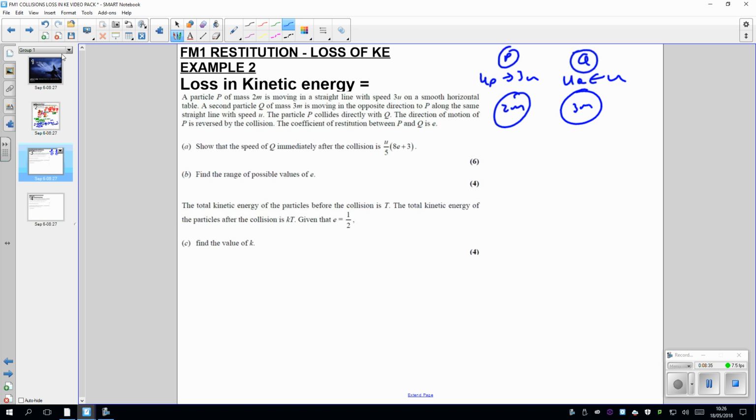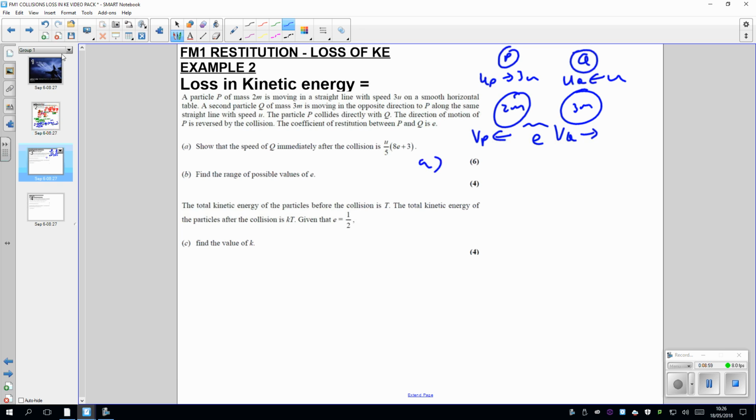So direction of motion of P is reversed. Okay, that's interesting. So it's telling us that this is reversed. So I am going to put VP to the left, right? It doesn't say anything about Q. So I'm going to assume Q is going to the right. It literally doesn't matter. It's the diagram which does everything for me.